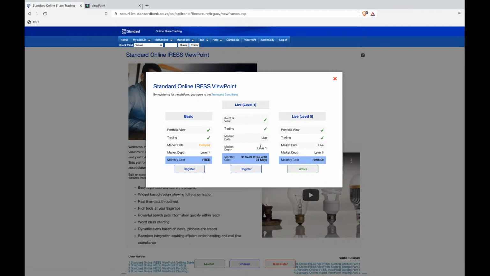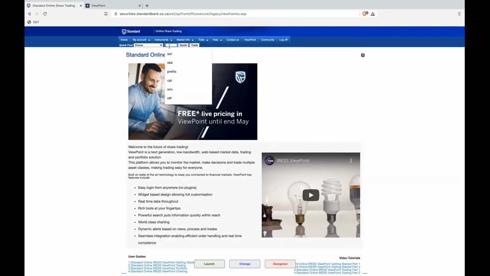Basic and level 1 gives you market depth of 1. I'm on level 5, which is market depth of 5, which gives me that extra depth. It cost me an extra $20 a month, and I'm happy with that. If you're on the delayed free, you only get the top level of market depth. But I'm paying that extra $20 a month.